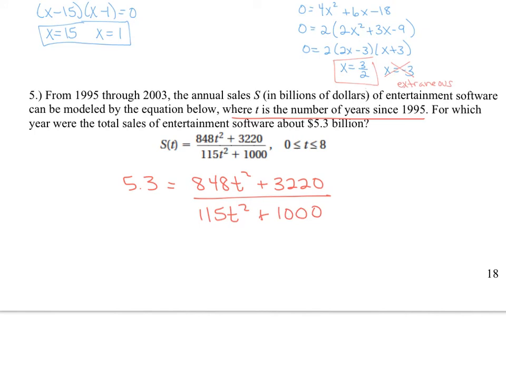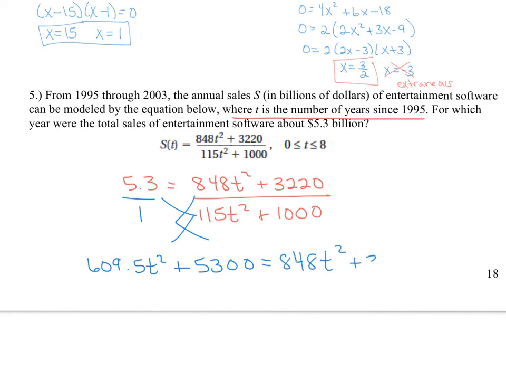So now, since I have an equation, you can either find the least common denominator, but this one we can cross multiply because you have a proportion. You just have a fraction equals a fraction. So I'm going to just cross multiply. When you cross multiply here, you'll get 609.5 t squared. That was 5.3 times 115, plus 5,300. That was 5.3 times 1,000. And that'll be equal to 848 t squared plus 3,220.